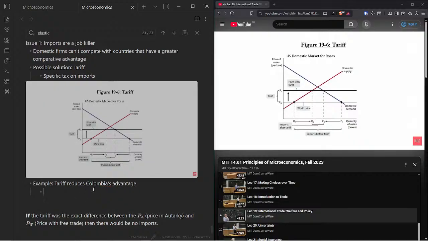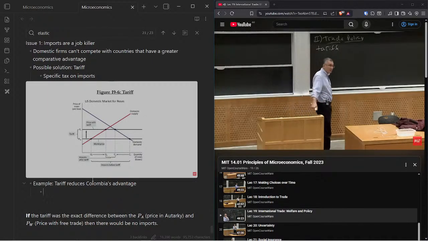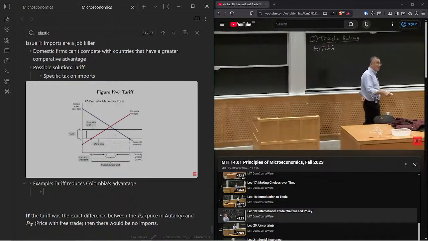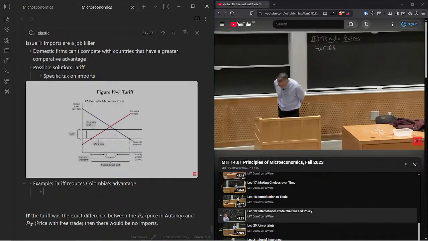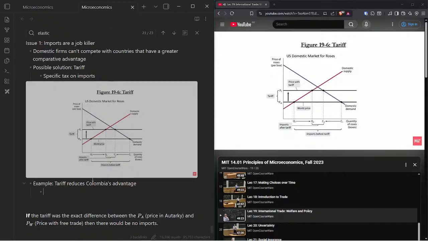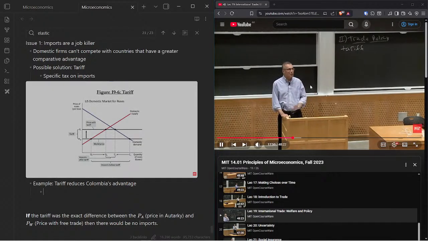We move to a new equilibrium where consumers consume fewer roses, C2. Producers in the US, remember it's a US diagram, produce more roses, Q2, and we end up with a smaller level of imports. After the tariff, the imports have shrunk from C1 minus Q1 to C2 minus Q2. Questions about the analytics? I know I'm going fast here. This is sort of a new world.